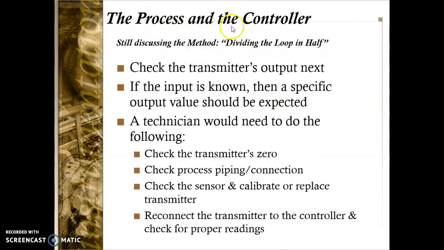If you're looking at the process and to the controller, you check your transmitter's output, maybe you look at your sensor, make sure they're matching. You could check the transmitter zero. Check your process piping and the connections. Check the sensor and calibrate or replace the transmitter. Then go back and check again. Connect everything, and then go back.